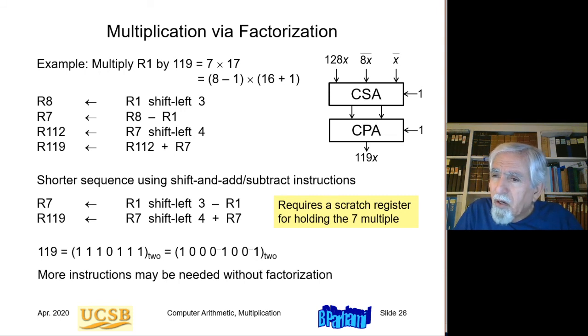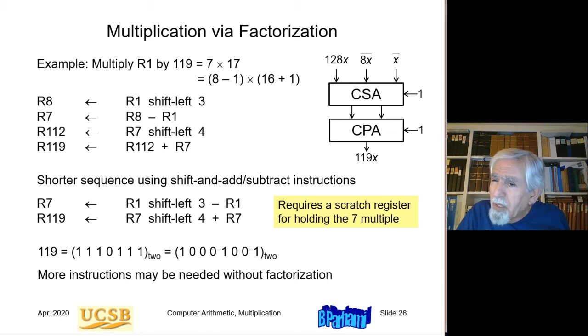So here is basically a hardware implementation of multiplication by 119. It is 128 minus 8 minus 1. So I use a carry save adder to add the three numbers: 128 times x, which is x left shifted by 7 bits, then minus 8x.